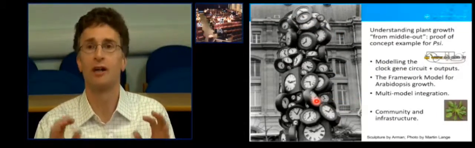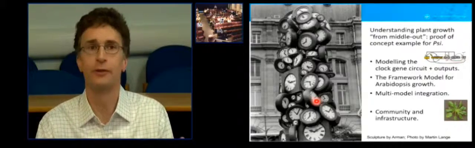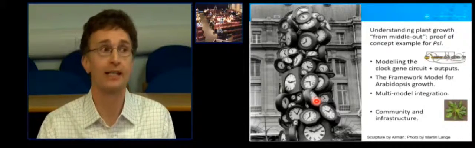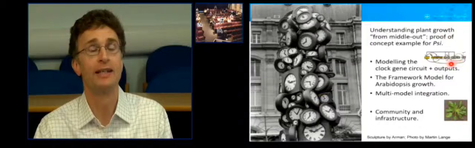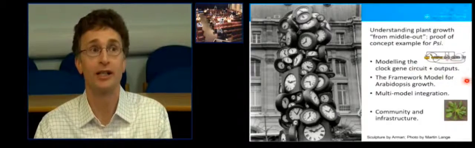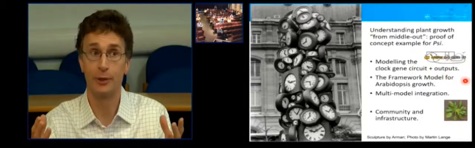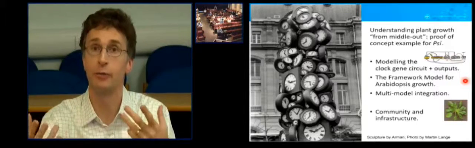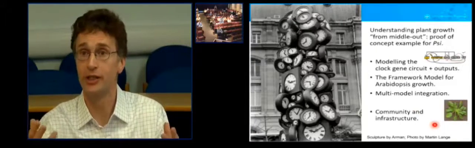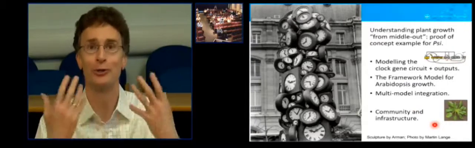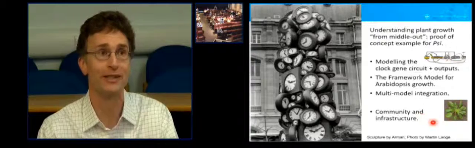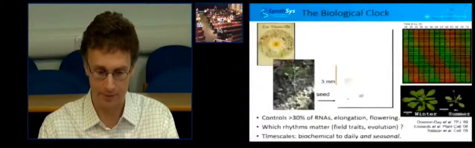The talk's going to cover an example which is one of several different proofs of concept for the plants in silico idea. It's an example of understanding plant growth from the middle out, and in this case we start by modeling a gene circuit, understanding its outputs, creating what we call the framework model for Arabidopsis growth, and I'll describe the process of model integration that led to that framework model. And I'll end then by some thoughts about the community and infrastructure, which we may need in order to build further examples like these and link them more broadly in line with the ambitions of the plants in silico concept.